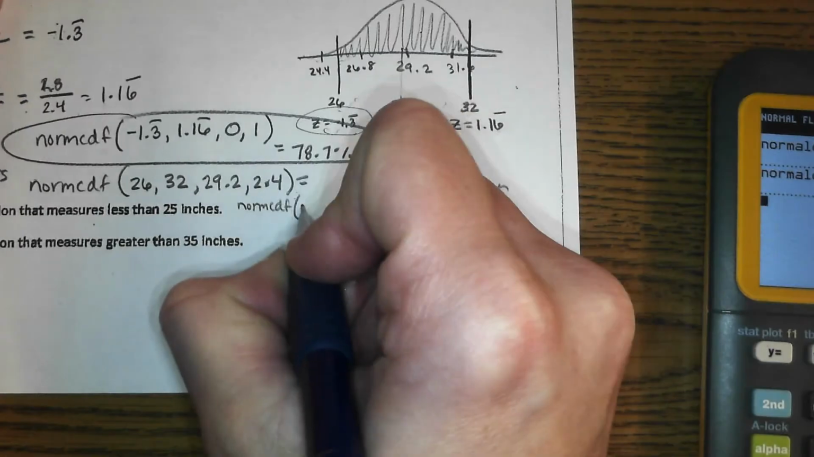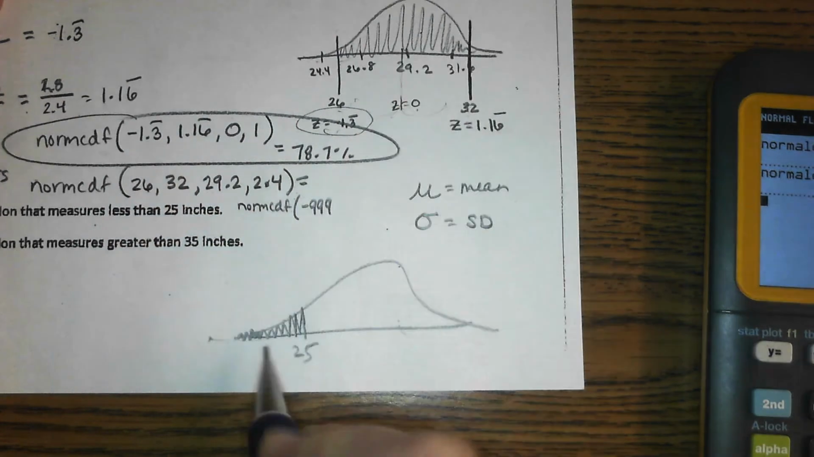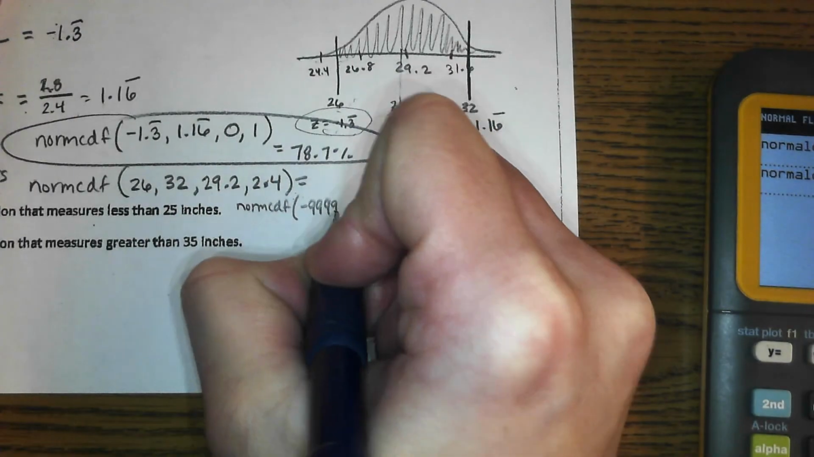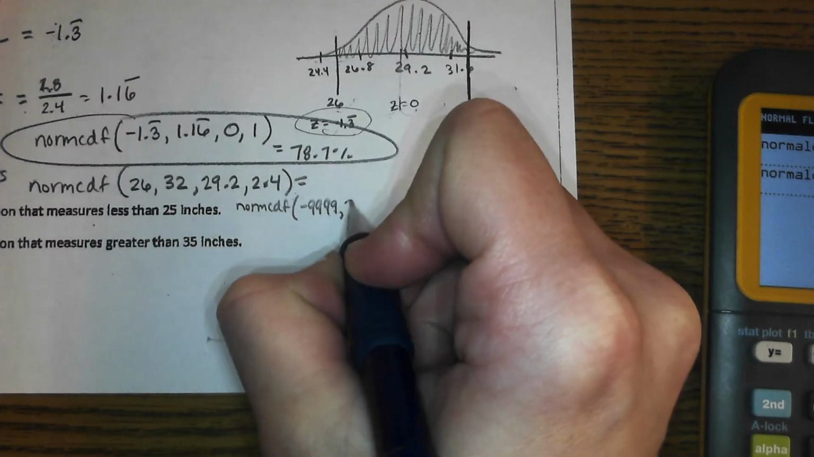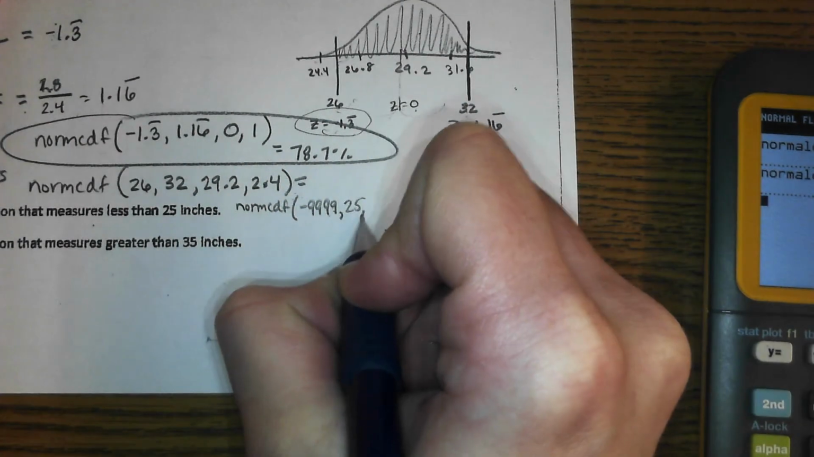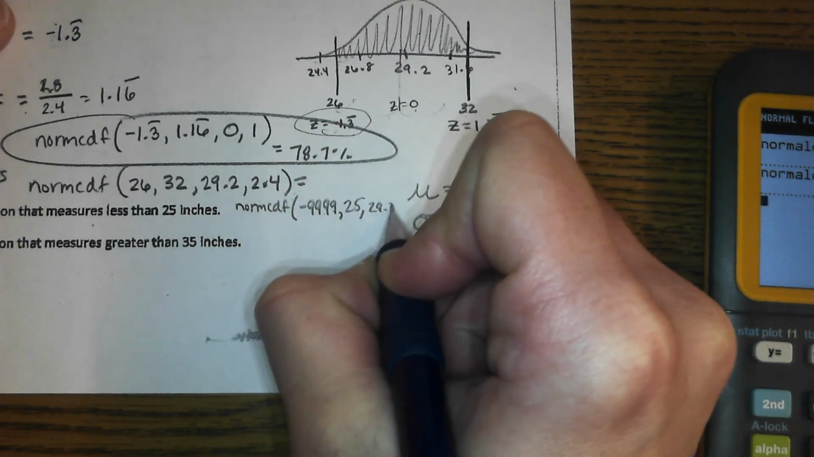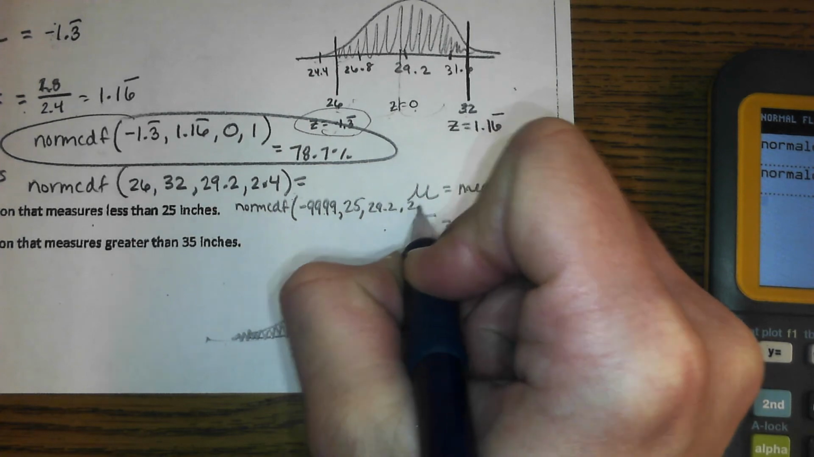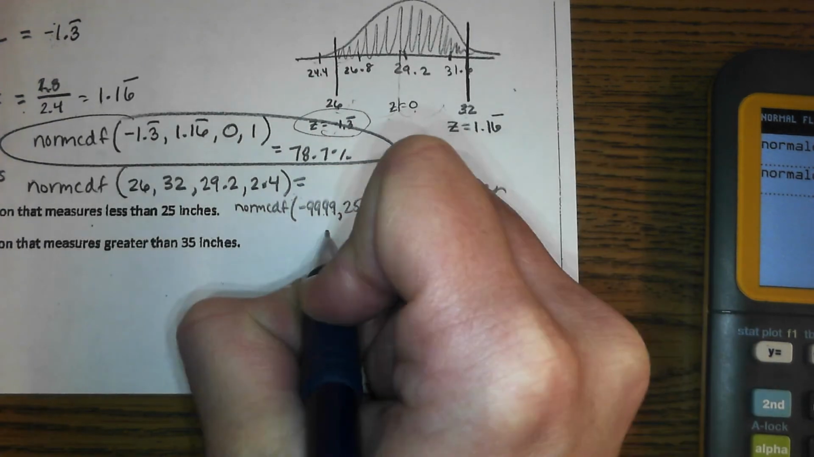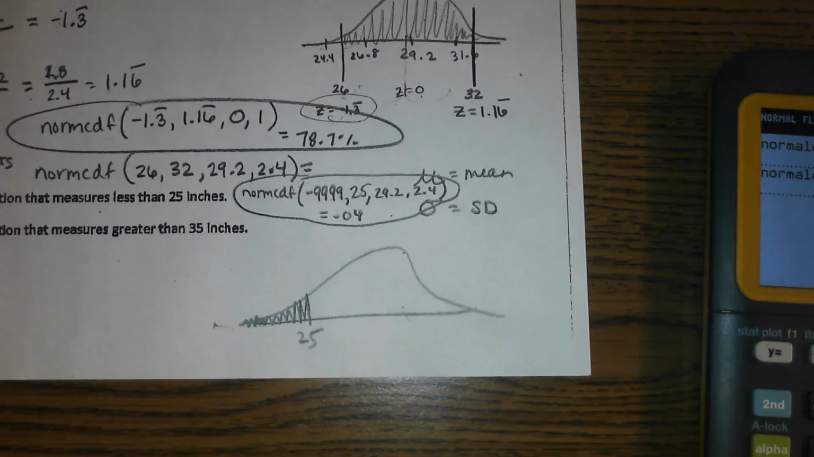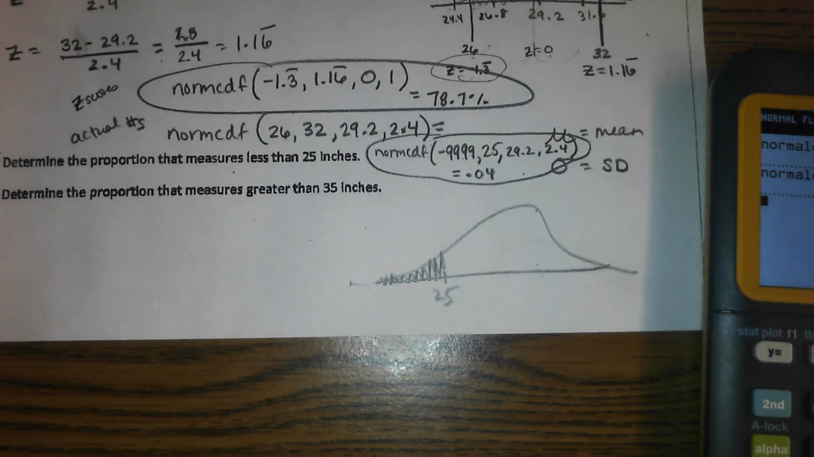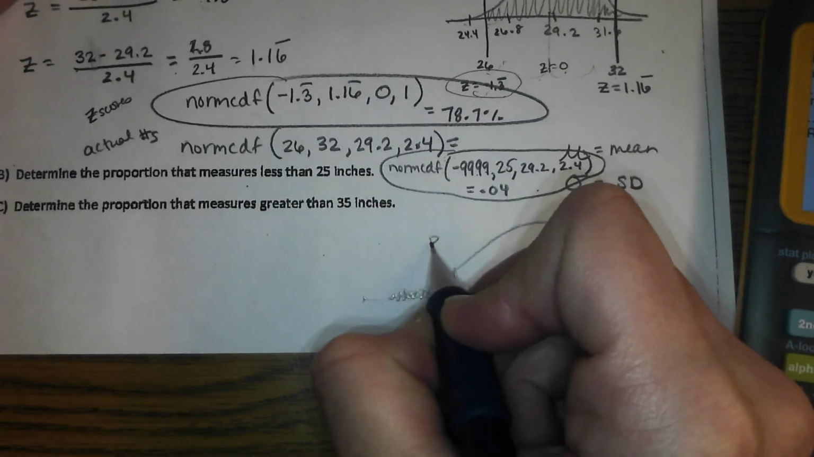So your lower limit, if you're on like the lower end of the graph, is negative 999. You can do that as many times as you need. And then your upper limit is 25 inches. Your mean is still the 29.2, and your standard deviation is still the 2.4. And that gives us 0.04 for part B. If they wanted that as a percentage, 4%. Okay, so that's part B.